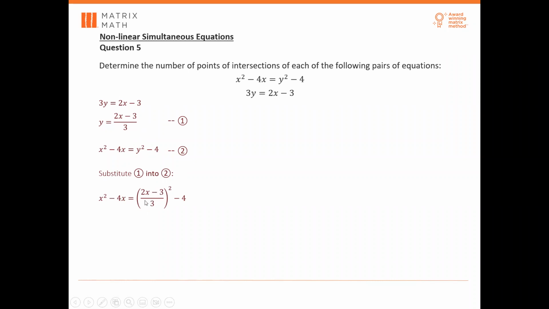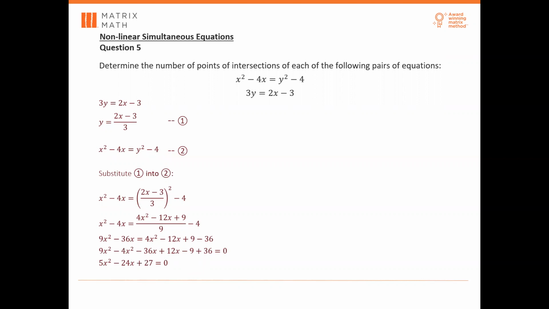Okay, so from here, expand this bracket. You get the following. Notice that your denominator is 9, right? So multiply everything by 9. So now everything looks a bit more neater. Now bring all the x squares to the left-hand side, the x to the left-hand side, and the numbers all to the left-hand side. You get this. Make it a bit neater. You get 5x squared minus 24x plus 27 equals to 0.